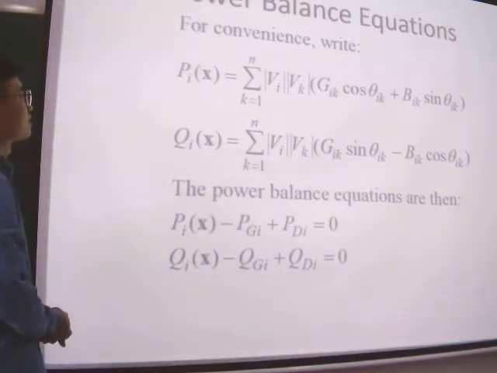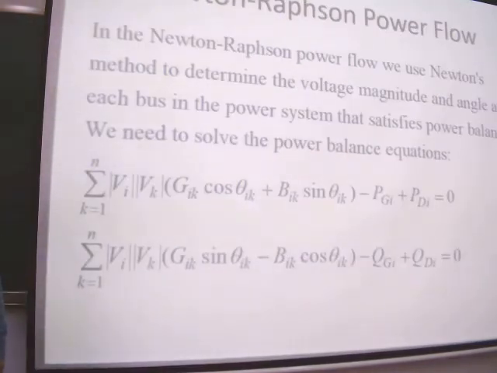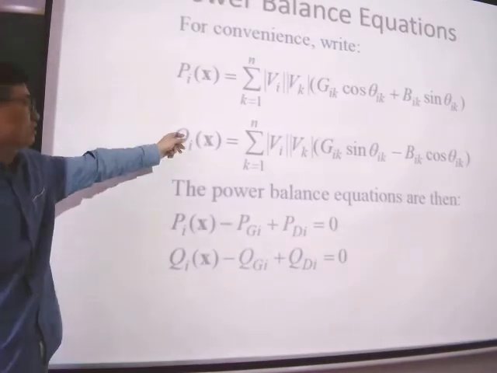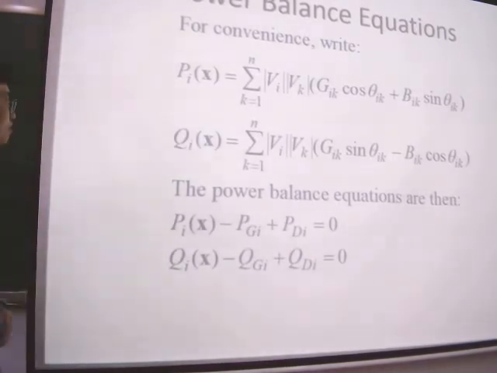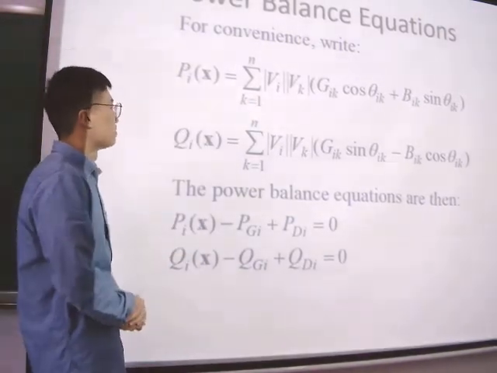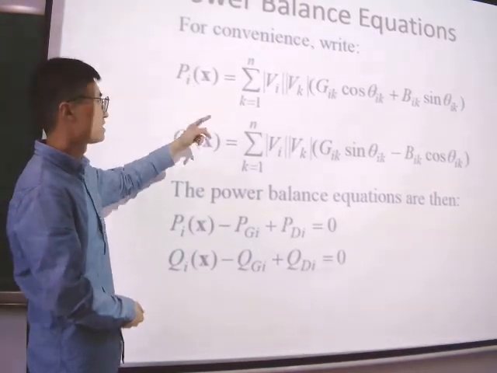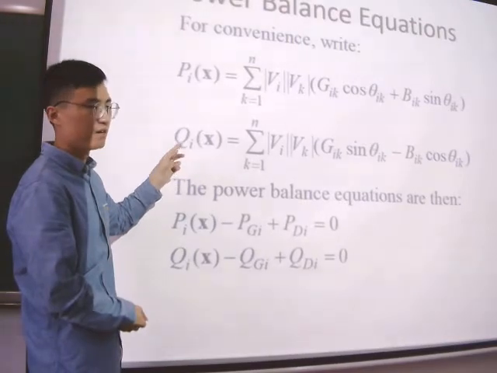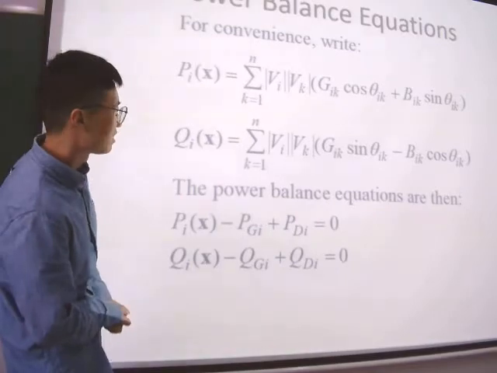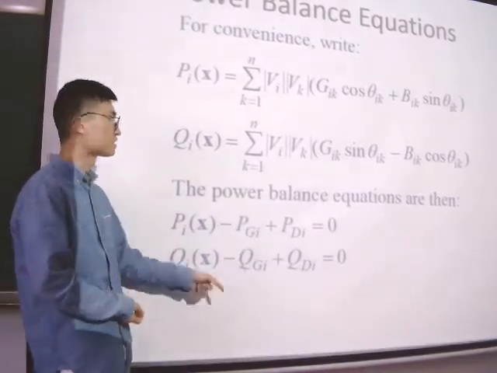So for the power balance equations, for convenience, from these two equations we just write down like this. We assume that this part is called the real power function of bus i, P_i, and here the reactive power function for bus i, Q_i. So the power balance equations can be simplified like this.